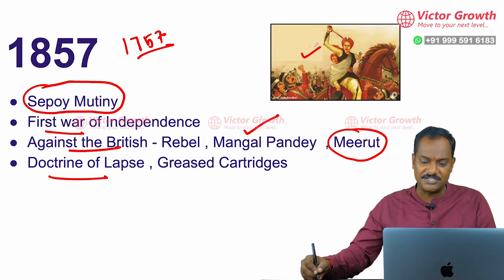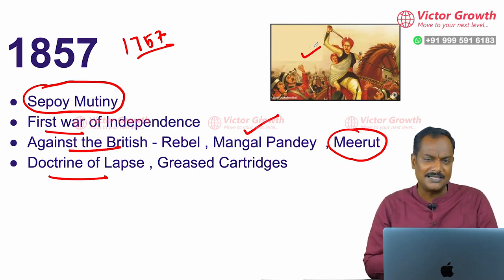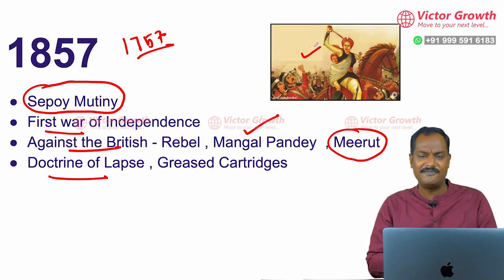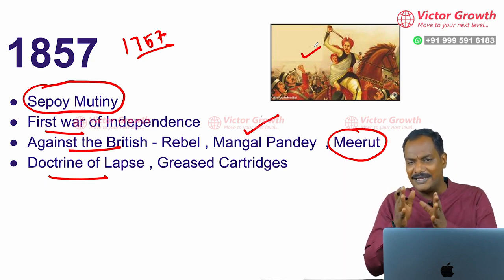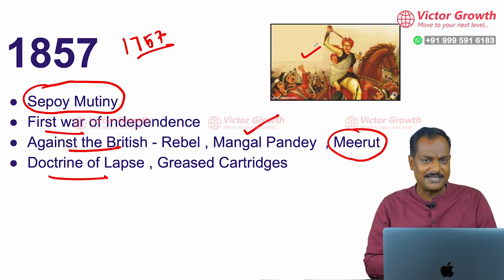Likewise, you can see in this picture, Rani Lakshmi Bai. Her son died, then they adopted another son. The Britishers did not accept the adopted son. They said Jhansi will be taken over by the British. So she revolted against the British. So the Doctrine of Lapse is one of the main reasons for the 1857 revolt. Along with Rani Lakshmi Bai, you can see Nana Sahib. Many people revolted against the British.